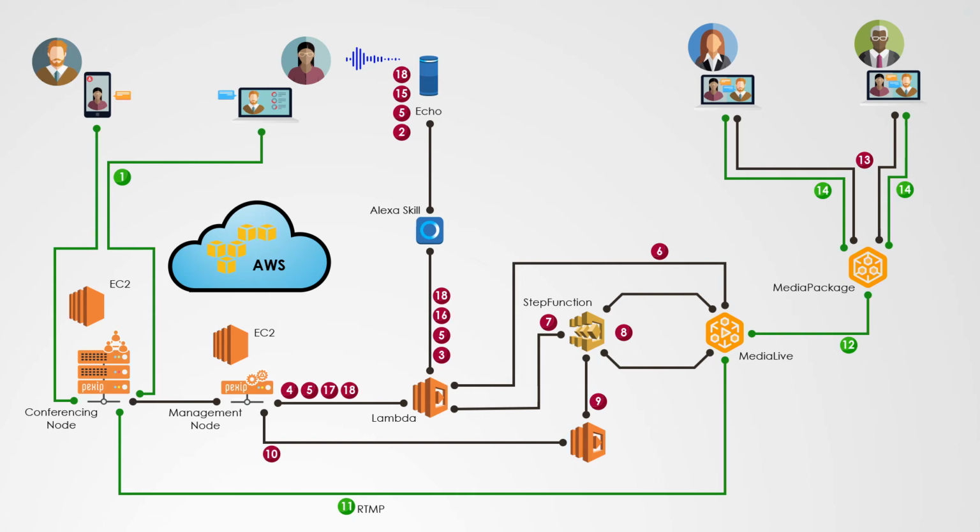And once it has figured out which streaming it is supposed to stop, then it will instruct the conferencing node to stop the streaming, and it will close the Media Live channel.